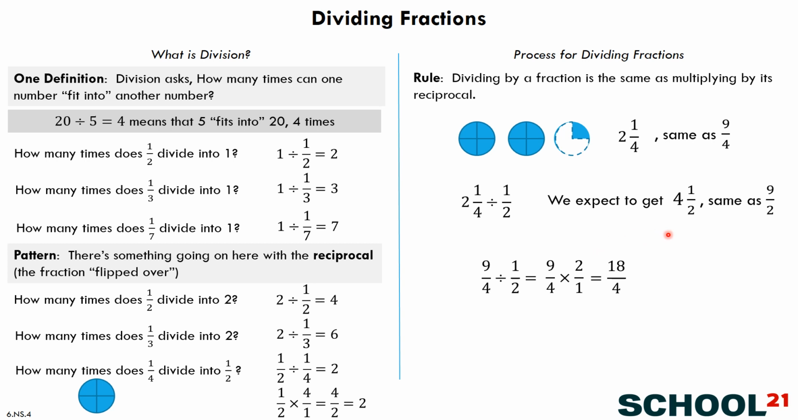And then if you simplify it, what do you get? 9 halves. 9 halves. And look at that. That's what we were expecting. So that's what we looked at when we were figuring out this picture. We expected 9 halves. We followed our rule, and we get 9 halves, the same answer. So we can be pretty confident that this rule is right.